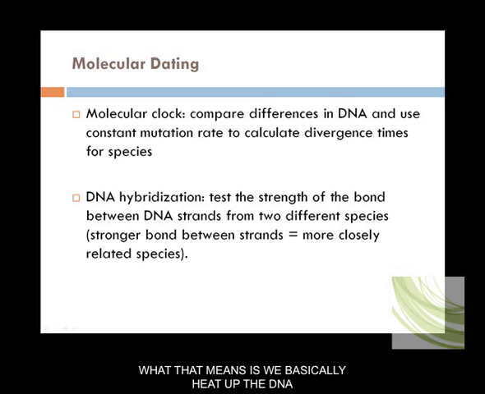What that means is we basically heat up the DNA from two different species and allow it to stick together. So you have one strand from one species and one strand from another species. When they heat up, they separate, and when you cool them down, they'll stick together with each other. And depending on how well they're attached to each other, we can figure out how similarly they are related to each other. Basically, the stronger the attachment, the higher the temperature it takes to break them apart, the more closely they must be related. So that's another thing that allows us to look at genetic similarity, which can be helpful in molecular dating.